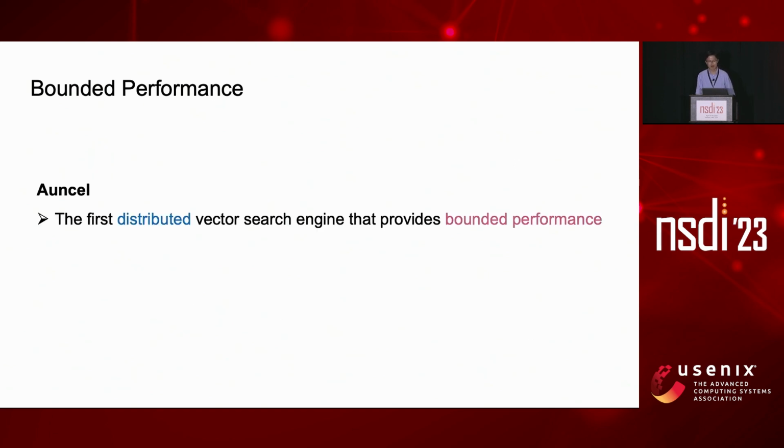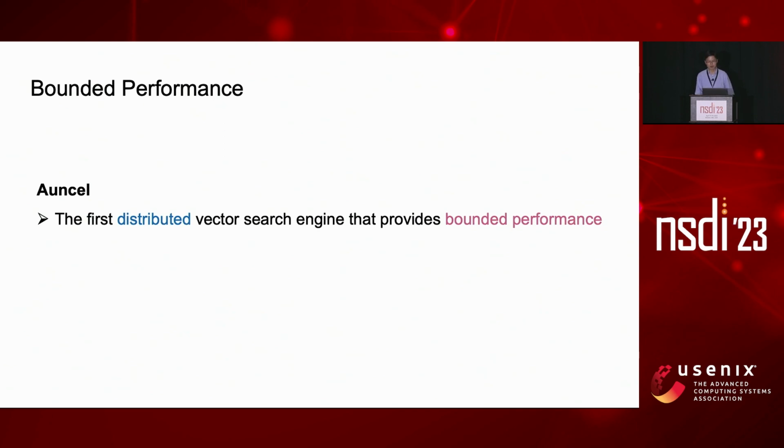In our paper, we propose Auncel, the first distributed vector search engine that provides bounded performance, which is more user-friendly and efficient. Auncel allows the user to specify a time or error bound. For time bound, it maximizes the accuracy within the time budget, and for error bound, it minimizes the query latency. Auncel is also a distributed solution that calibrates the distributed configuration to guarantee the error bound in distributed settings.